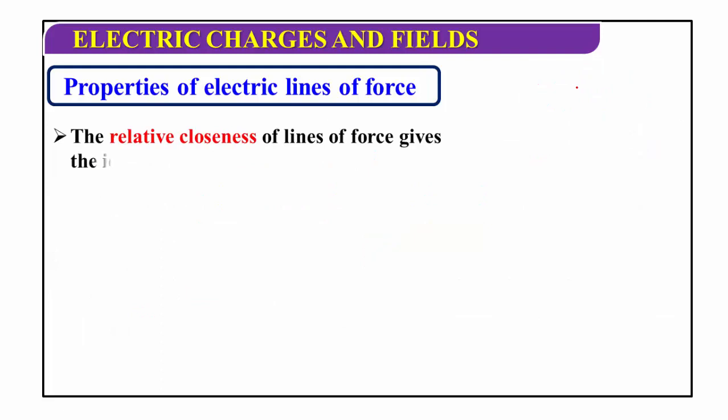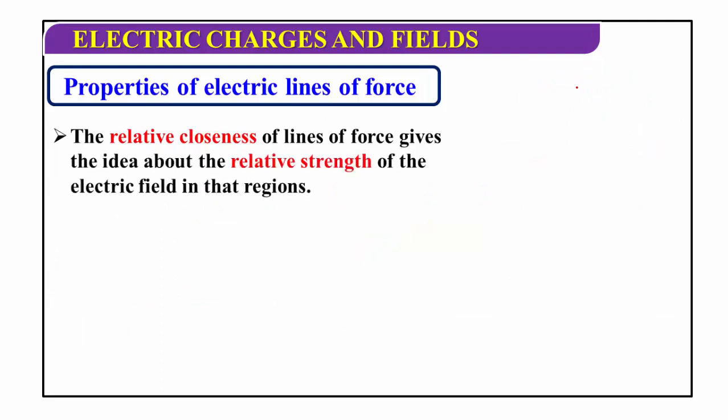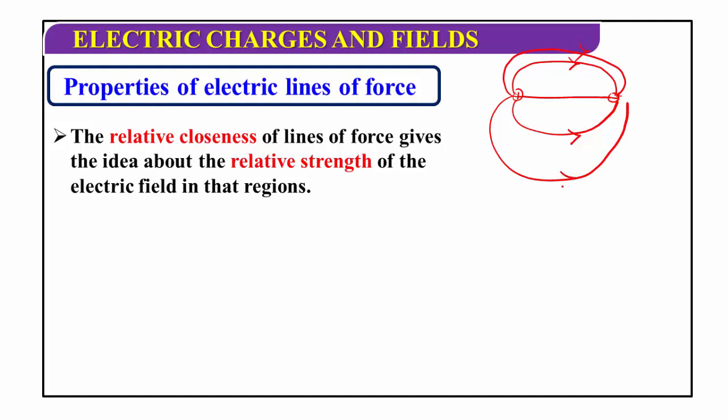The next property: the relative closeness of lines of force gives the strength of the electric field in that region. Consider this as the positive charge and this as the negative charge. The electric field lines always start from a positive charge and end at a negative charge. This diagram indicates positive to negative, and here also positive to negative.